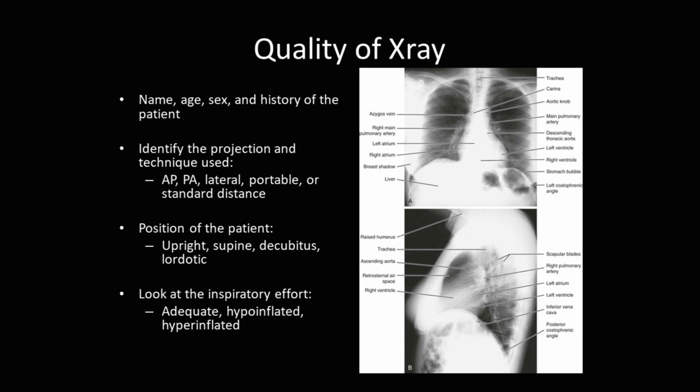First, we'll discuss the quality of a chest x-ray. When you get a chest x-ray, first you have to make sure you have the right patient, what their age and sex is, and understand the history of the patient and why you're getting the chest x-ray. You want to identify the projection and technique used, whether it's an AP, PA, lateral, portable, or standard distance, and we'll discuss that more in the coming slides.